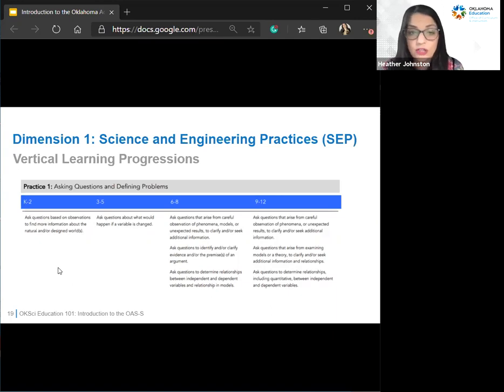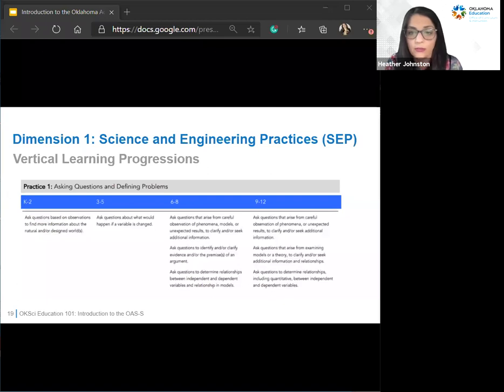The example I have on screen is asking questions, and you can see that these are grade banded. So we have K through 2, 3 through 5, 6 through 8, and 9 through 12. And you can see as you go across the increasing complexity of what they are doing with asking questions. And we have that for every single practice.